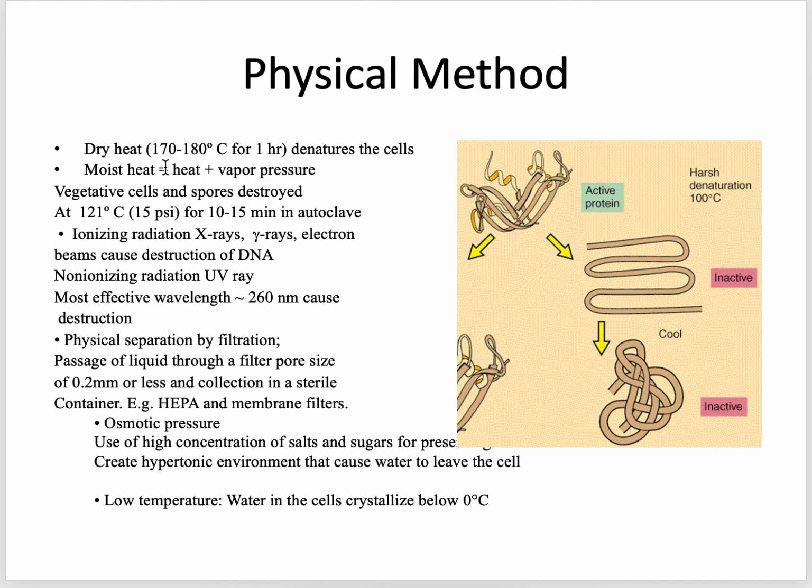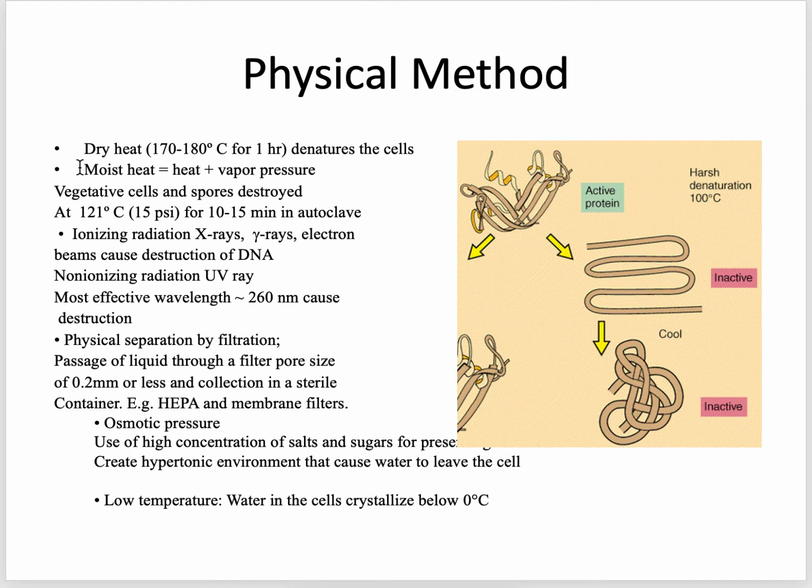So why am I saying that? Because, for example, if you want to kill bacteria by dry heat, you have to use 170 to 180 degrees Celsius. But if you want to use moist heat, 121 degrees Celsius will be enough. If we heat the cells at 121 degrees Celsius at 15 psi pressure for 10 to 15 minutes, it will be enough to kill all the bacteria, and not only bacteria, all the spores. While in dry heat you have to use this high temperature, 180 degrees Celsius, very high, for 1 hour.